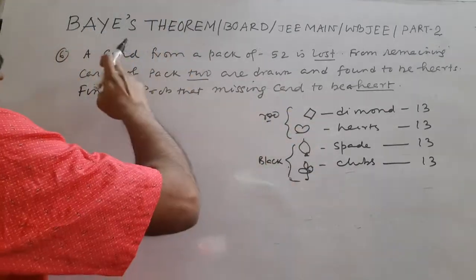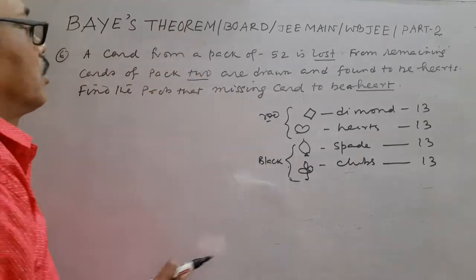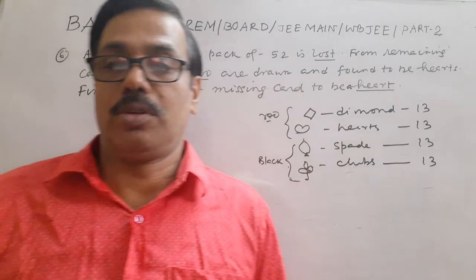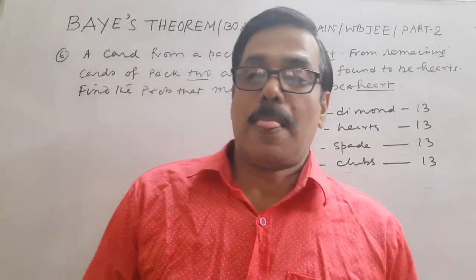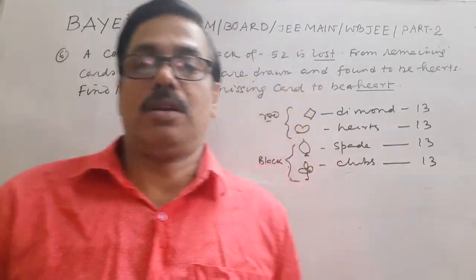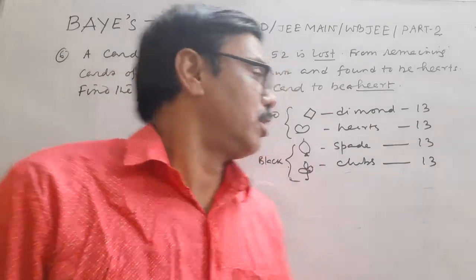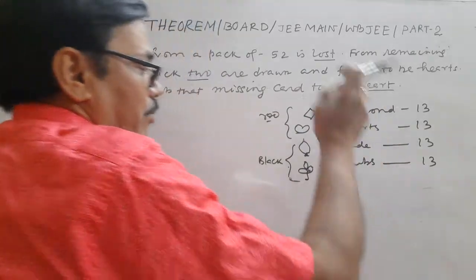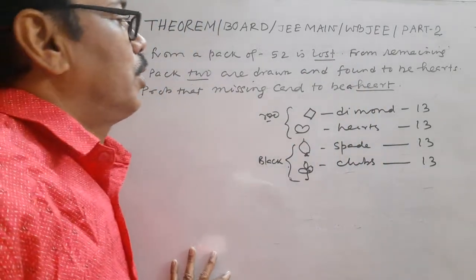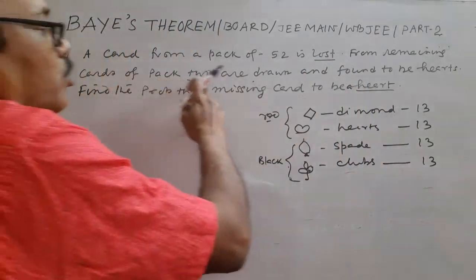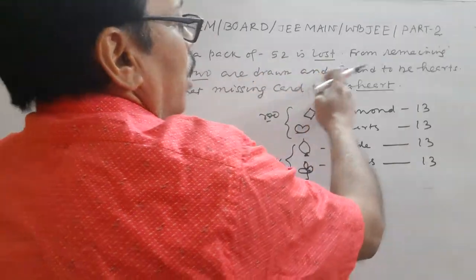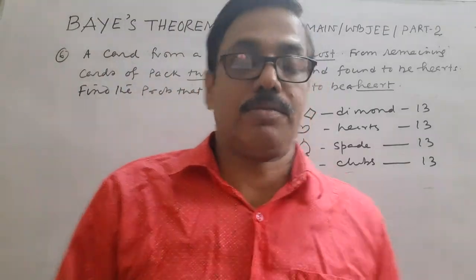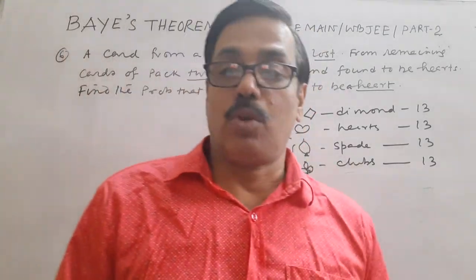So from a pack of 52, a card is lost. So the card may be lost. Card may be of 4 types: diamond, heart, spade, and clubs. From the remaining cards of the pack, 2 are drawn and found to be hearts. Find the probability that the missing card is heart. So it is with respect to heart.